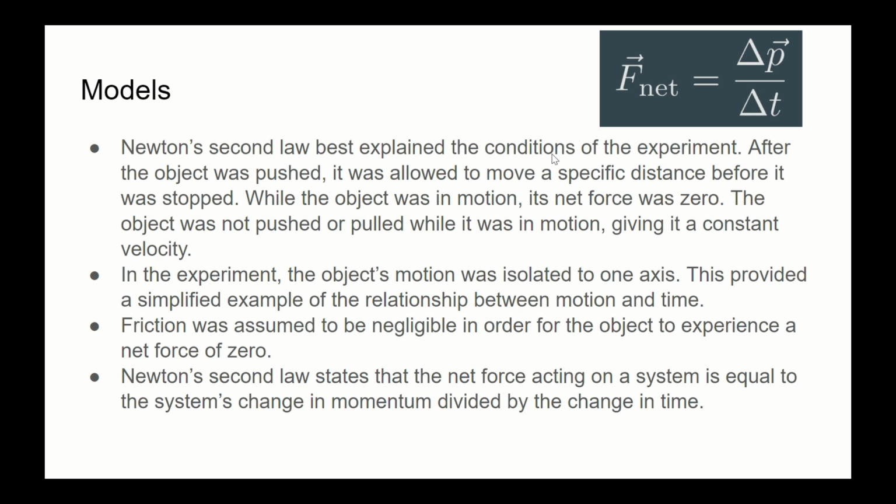In this experiment, the object's motion was isolated to one axis, providing a simplified example of the relationship between motion and time. Friction was assumed to be negligible in order for the object to experience this net force of 0. And again, Newton's second law states that the net force acting on a system is equal to the system's change in momentum.